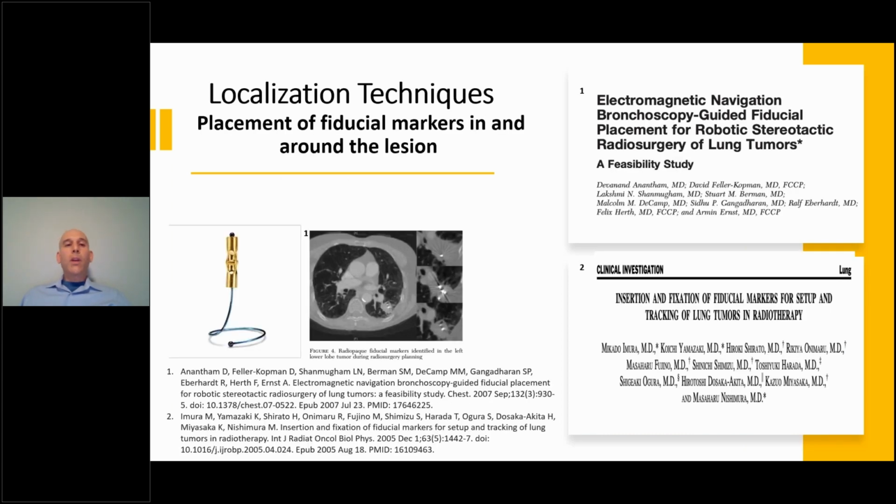The other significant localization technique is using fiducial markers, whether they're placed in the lesion, around the lesion, or in and around the lesion. And this is a figure of the SuperLock nitinol coil fiducial marker, which is approved to be used for these procedures. And then there's a figure here from one of the first papers back in Chest in 2007, showing the fiducial markers that were placed to help facilitate SBRT, in the CT axial view, and then close up, and then of the lesions in three different dimensions.